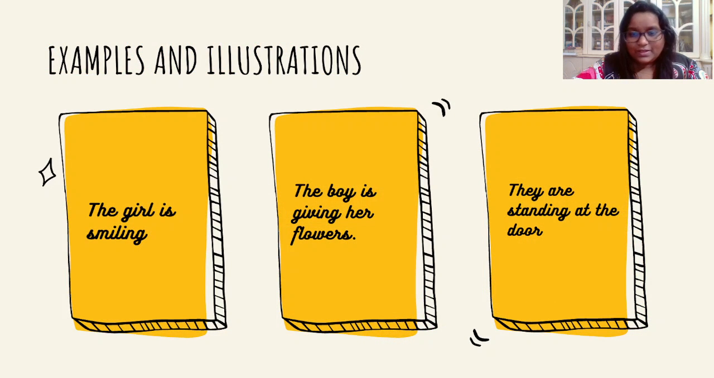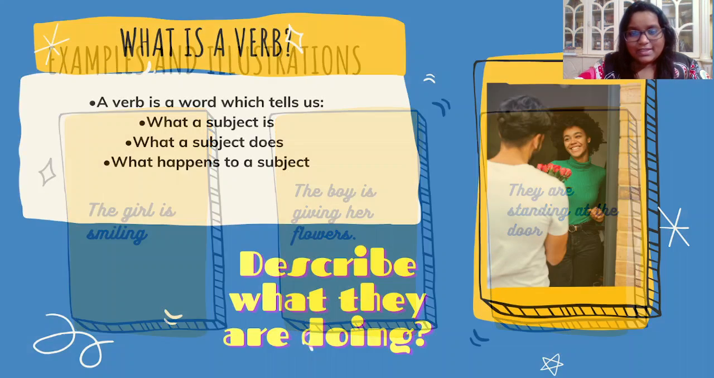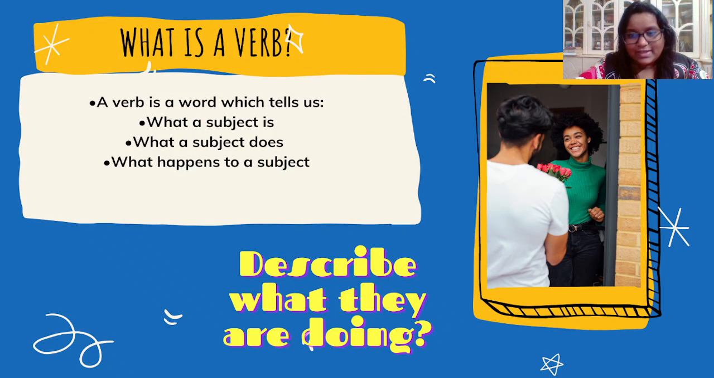So I'll give you some examples and illustrations. For example, the girl is smiling. The boy is giving her flowers. They are standing at the door. So these are three things that are happening, three actions that are happening in this particular picture.